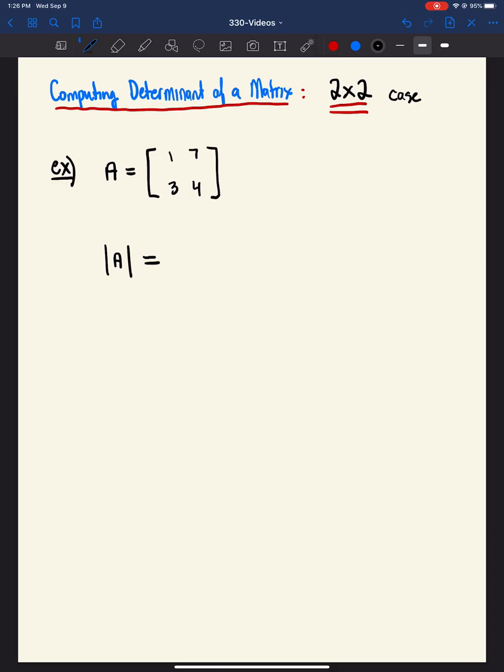And the way to compute a determinant of a 2 by 2 matrix is we first consider the diagonal entries along what we call the main diagonal of the matrix, and we take their product. So in this case, 1 and 4. And in this case of a 2 by 2 matrix, we then subtract off the product of the reverse diagonal, which in this case are the items 7 and 3.